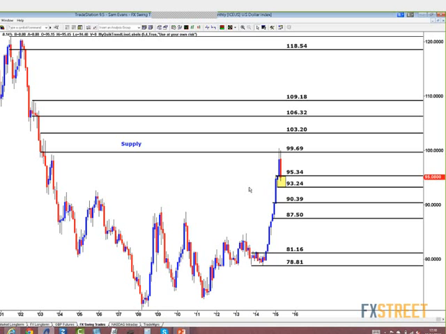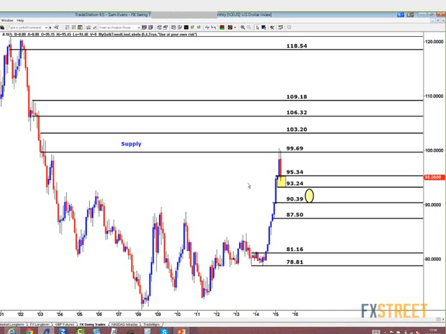from this particular point. If we break 93.24, then I've got open space to the downside that you can see from here, which will probably take me down to the next round number at 90. So this is a key area for me.